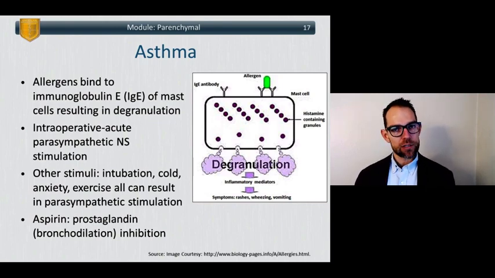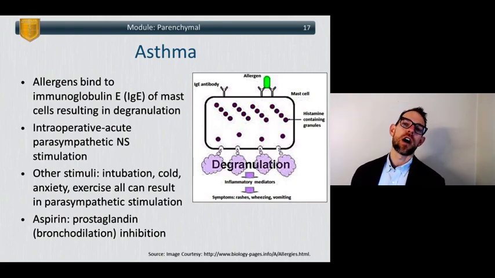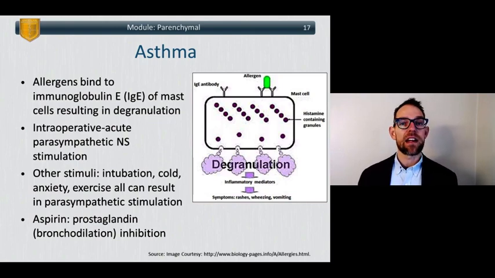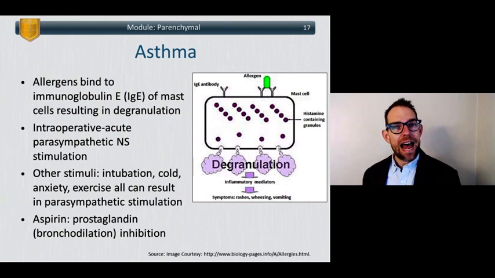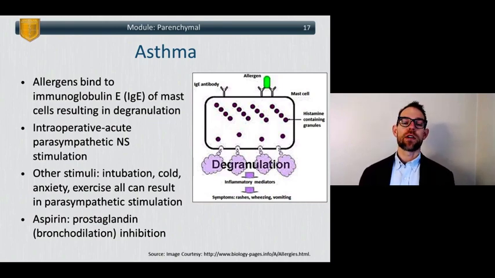Intraoperatively, it's commonly caused by overwhelming parasympathetic nervous system stimulation. Of course, other causes can be the act of intubation, cold, agitation or anxiety surrounding the surgery, or exercise, which can all result in overwhelming parasympathetic stimulation, which results in bronchiolar constriction and an increase in secretions. We do need to recall that aspirin on its own can trigger an asthma crisis as it results in prostaglandin inhibition. And do recall prostaglandins result in bronchodilation.